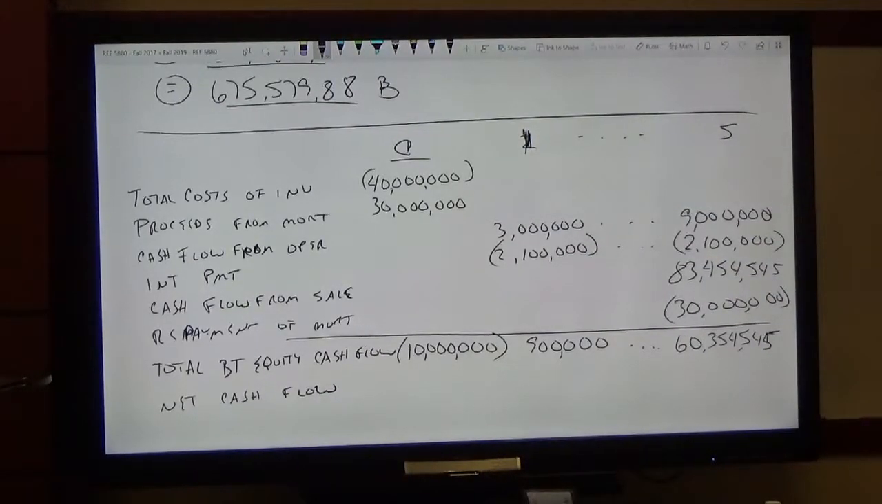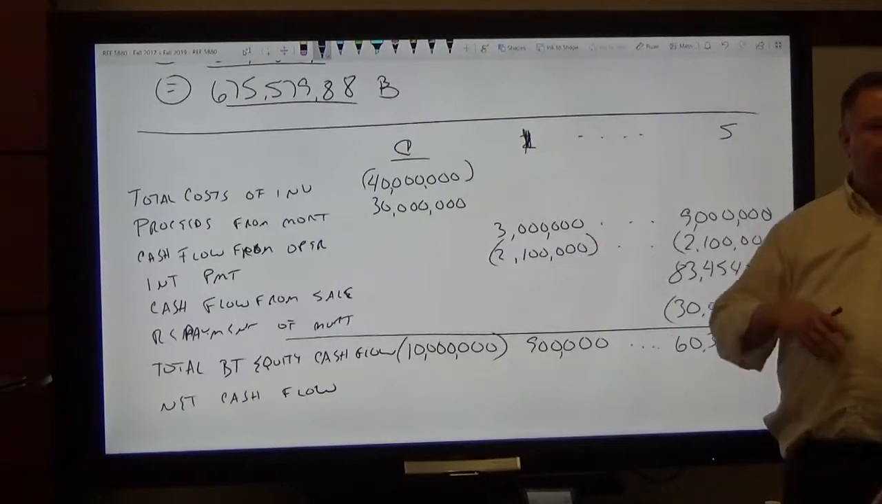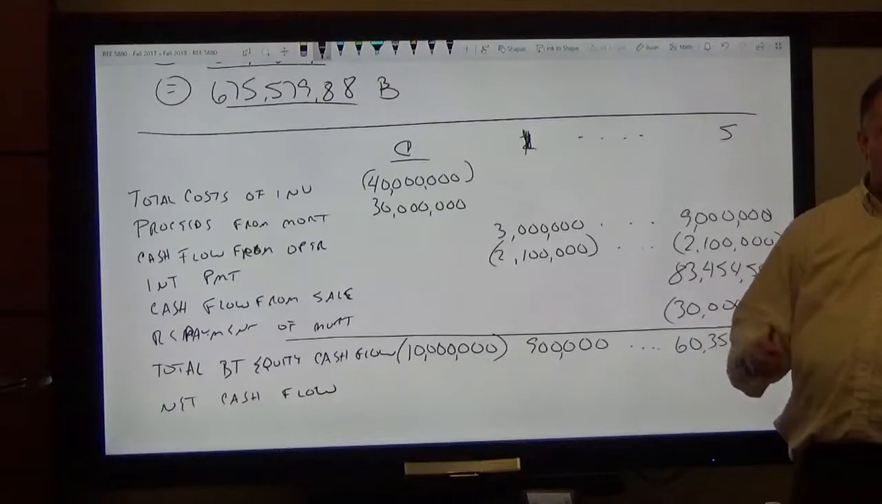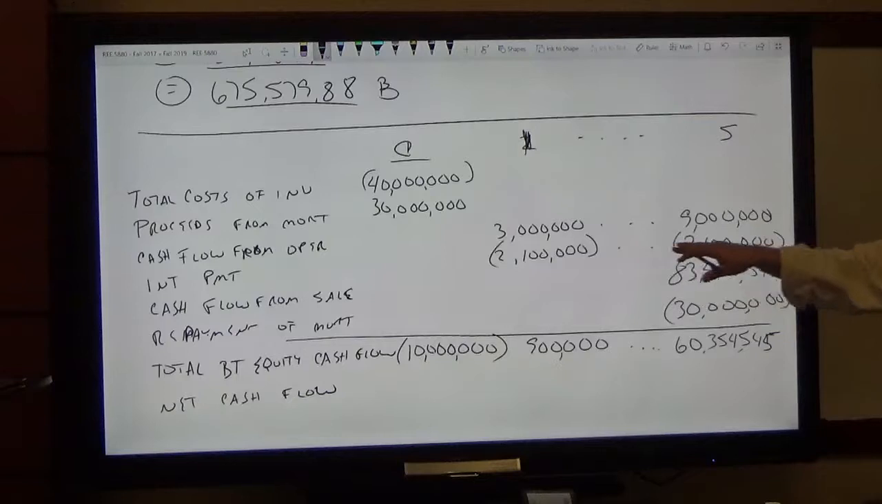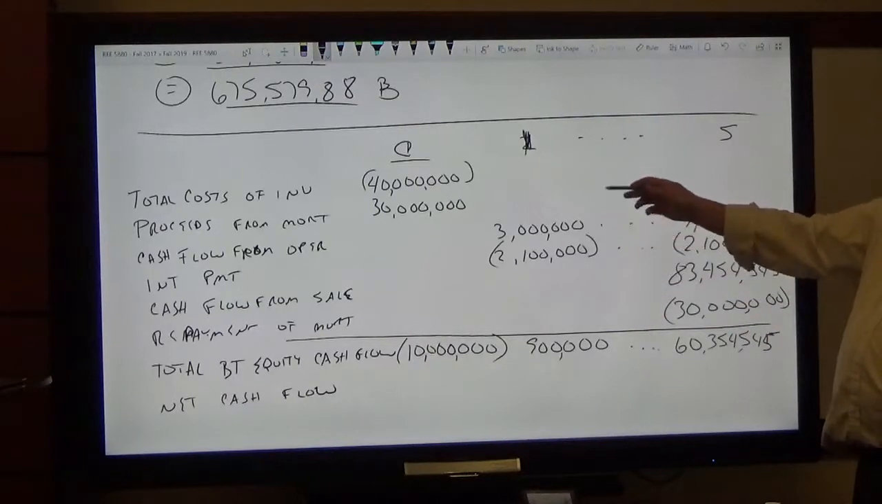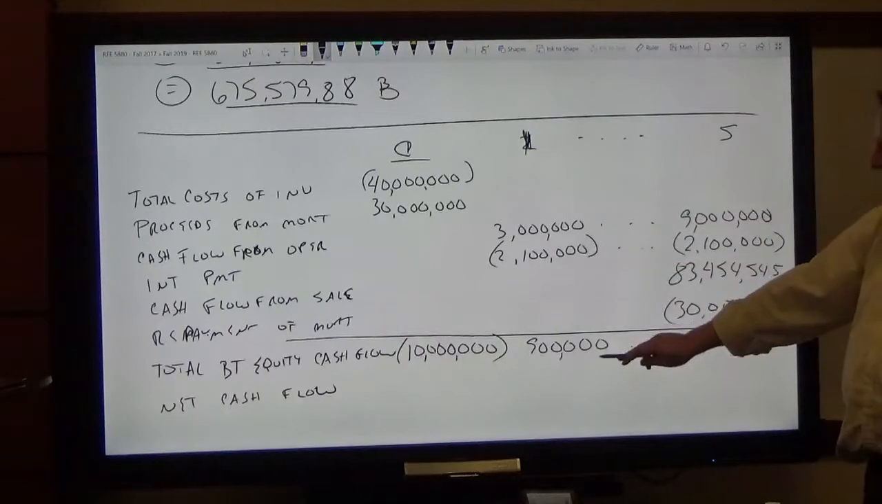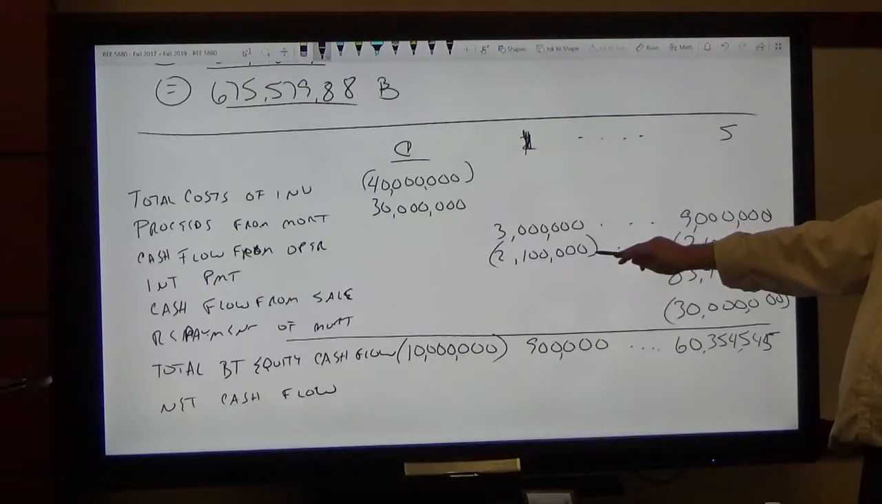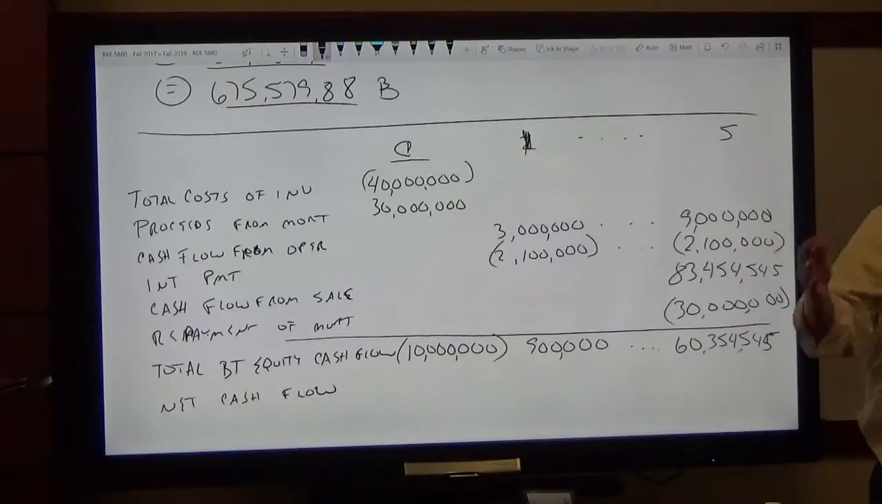Well, what they chose to do, in order to keep things simple, is they've made this an interest-only mortgage, so there's no amortization, no principal repayment, it's just an interest payment of $2.1 million for the 5-year holding period. So that means the before tax cash flow for that first year is $900,000. Somebody taking the $3 million, subtracting out the $2.1 million, giving you $900,000 of before tax cash flow. Does that make sense? Yes or no?